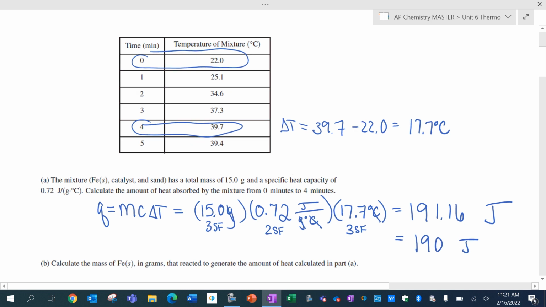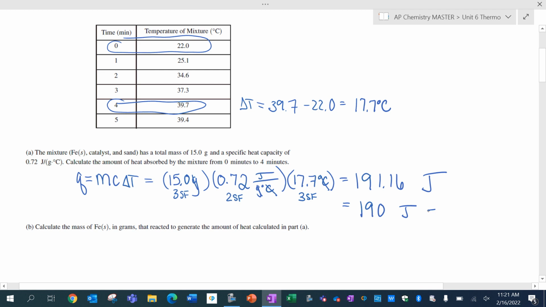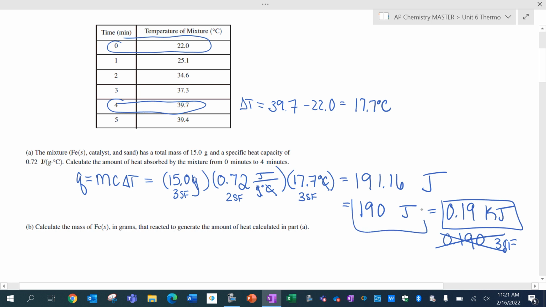Or if I wanted to write that in kilojoules, I would write it as 0.19 kilojoules. Notice how I want to drop the final 0 when I do it this way, because if I wrote 0.190, that would make it look like it had 3 sig figs, and I don't want to do that. They didn't say if they need it in joules or kilojoules, so either one would be fine for reporting your answer. Just make sure you label it with units. Okay, so that is A.